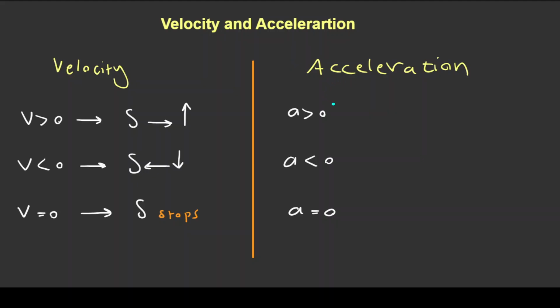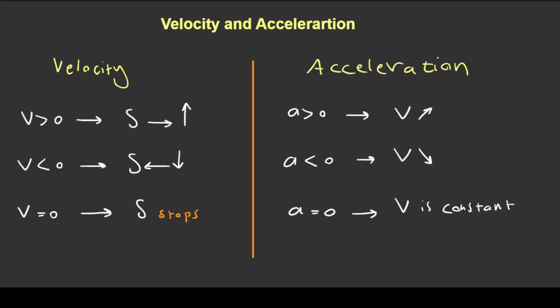So acceleration: when the acceleration is positive, it tells us the velocity is increasing. When the acceleration is positive, the velocity is increasing. And when the acceleration is negative, it tells us the velocity is decreasing. But when the acceleration is zero, it tells us the velocity is constant.